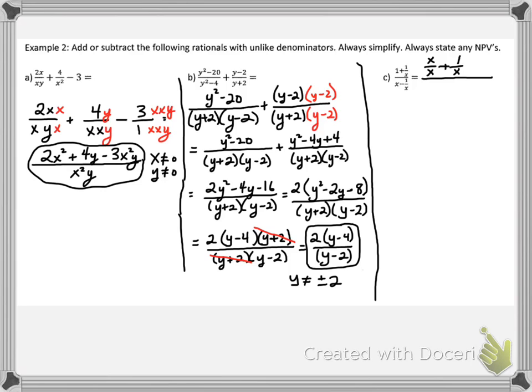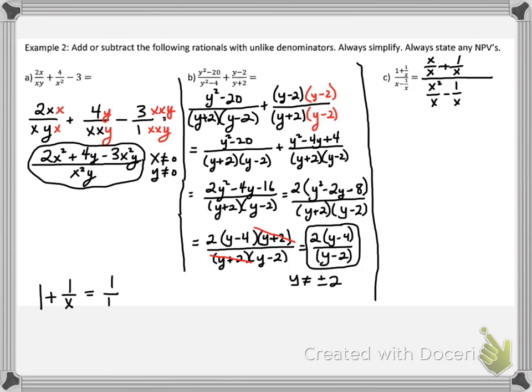And the bottom, I have x minus 1 over x. If I take that x and I multiply the top and the bottom of that by an x, I'm going to get x squared over x minus 1 over x. Now I'm going to simplify that to be x plus 1 over x divided by x squared minus 1 over x.